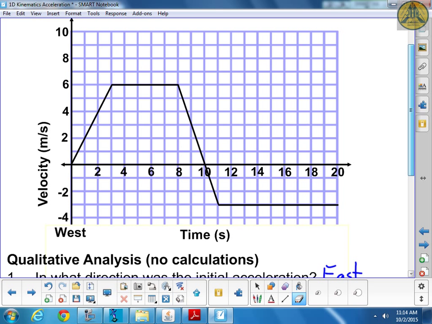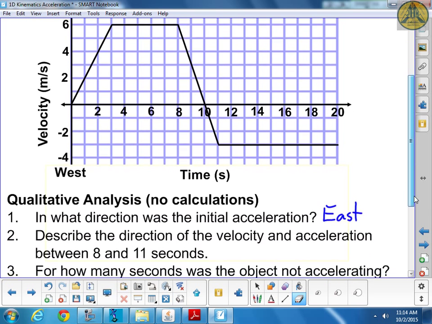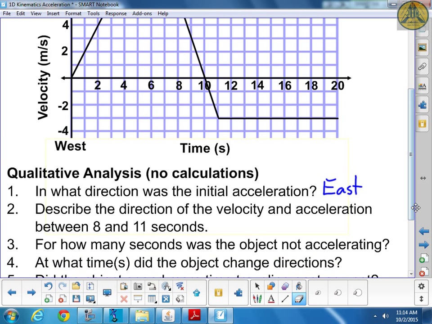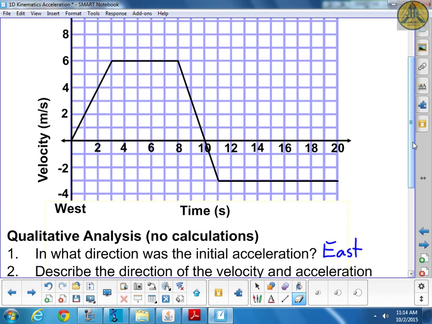Question 3, for how many seconds was the object not accelerating? Not accelerating means constant velocity. Just count the squares, count the seconds for your horizontal lines on your graph. So 1, 2, 3, 4, 5, 6, 7, 8, 9, 10, 11, 12, 13, 14 seconds. So no acceleration for 14 total seconds. It doesn't have to be all in a row, just in total.